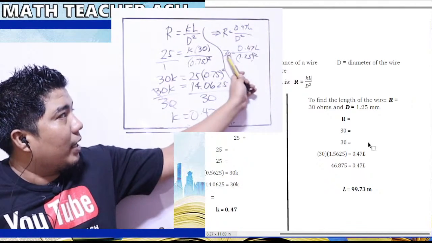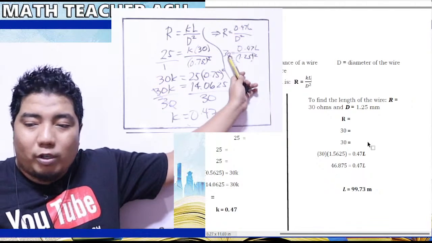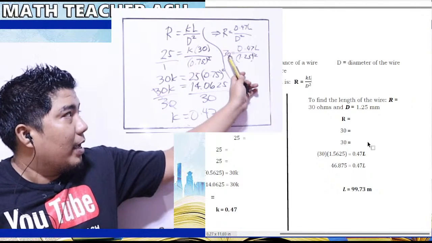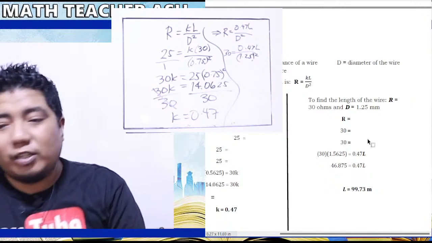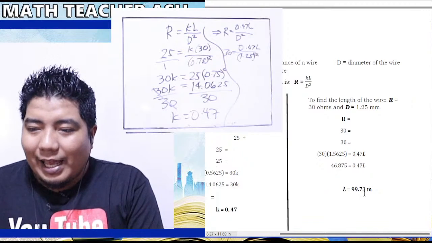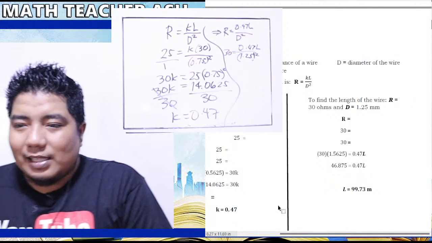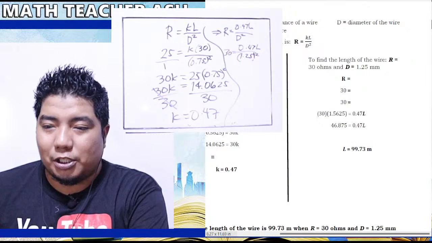Then, you cross-multiply to 30. The answer for that one will be 46.875. And then, you divide both sides by 0.47 para L na lang ang matira. And the answer for that one is 99.73. Okay, so ganun lang kadali, my dear math learners. So, ito nga.